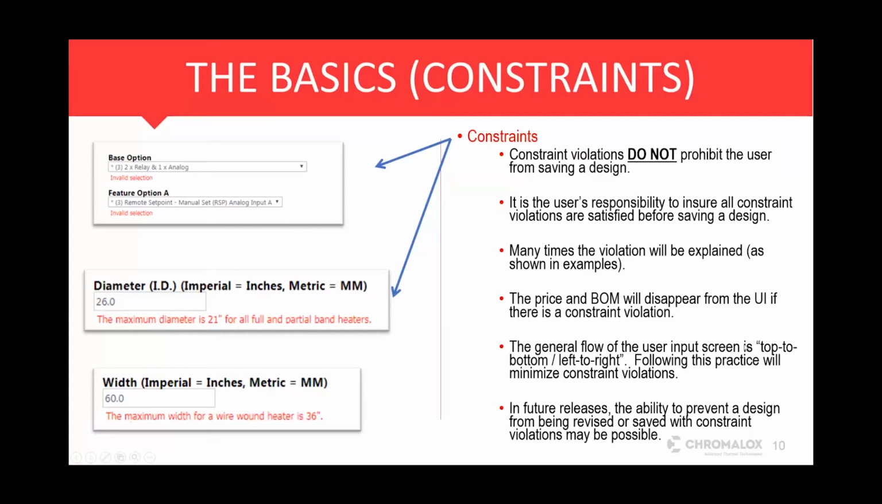The general flow of the user input is top to bottom, left to right. On the Aptean configurator, it was really left to right, top to bottom. But if you follow that practice, it'll minimize the number of constraint violations you'll see. Because basically, with this first constraint, if I would have started at the top and worked my way down, this selection wouldn't have been available. The base option and feature option A just would not have been available. You would not have seen it. But if you start at the bottom and work your way up, you'll see the constraint violations. So just use that general flow, and it'll guide you along.